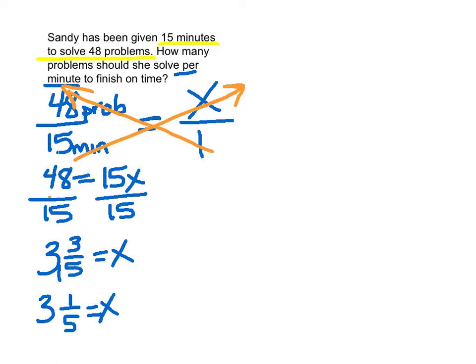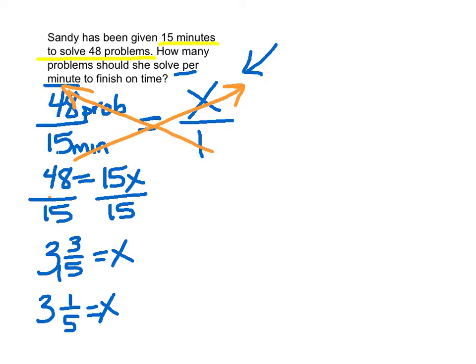Well, what does that mean? What was it that we were solving for? What was this x value? What did x really mean? It meant how many problems. So this is that she should solve 3 1/5 of a problem in order to finish on time.